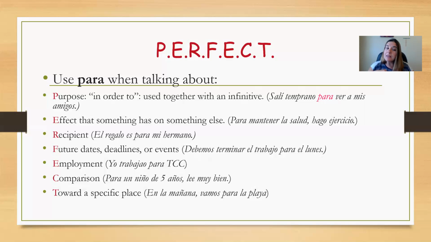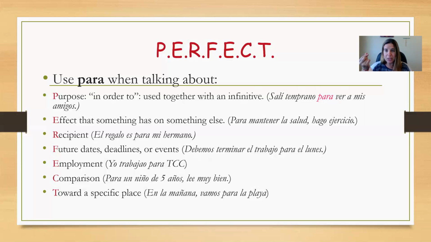Recipient. El regalo es para mi hermano. That one's kind of easy to remember. So when something is for somebody else, use para. Future dates, deadlines, or events. Debemos terminar el trabajo para el lunes.